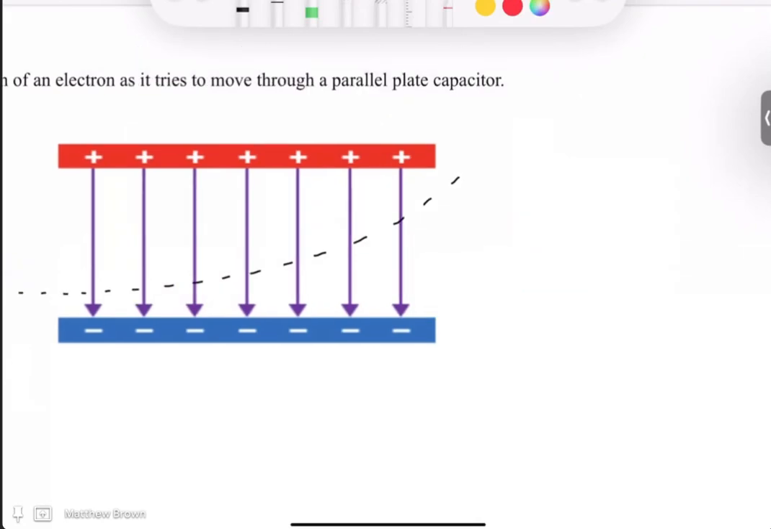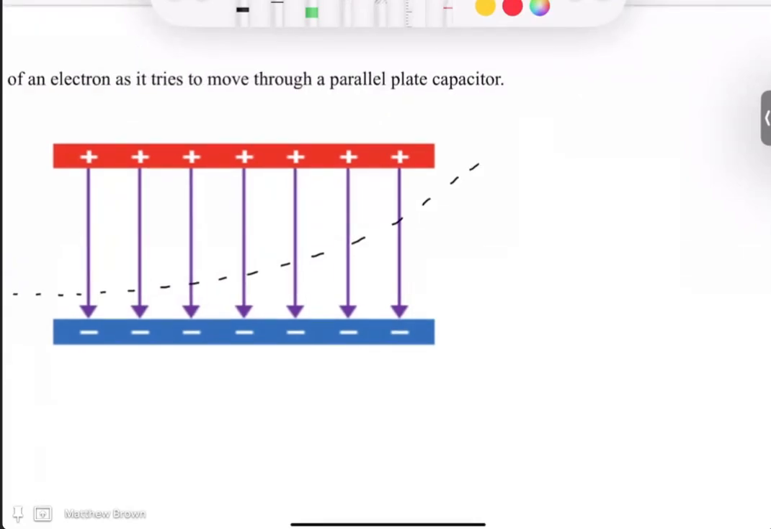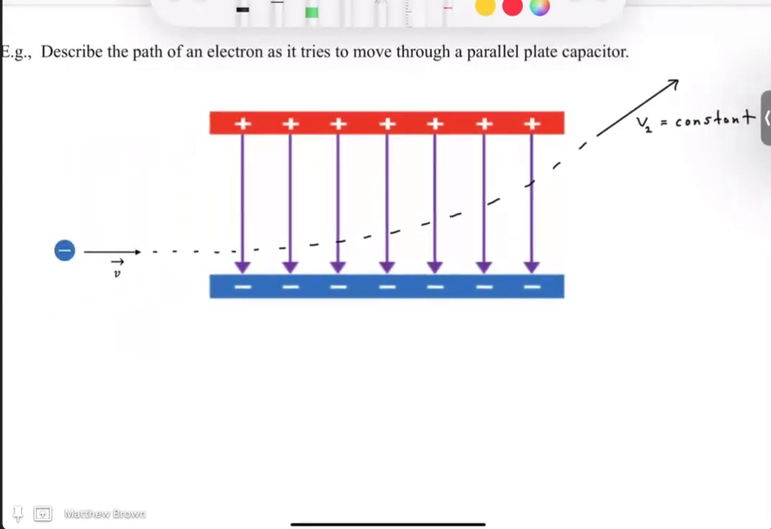And once it's out, I would expect, I'll call this V2 equals constant. There's sort of Newton's first/second law there, right? There's no force on it after it exits this thing, so its velocity would again be constant once it's outside of this field. But while it's in this field, it's going to accelerate. So we're not going to see linear motion in that sense, right?